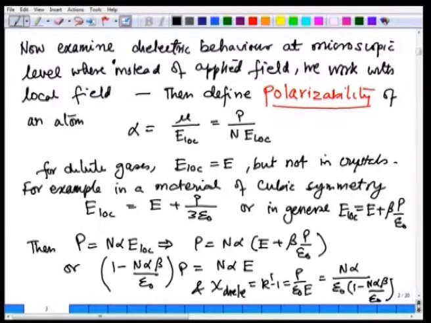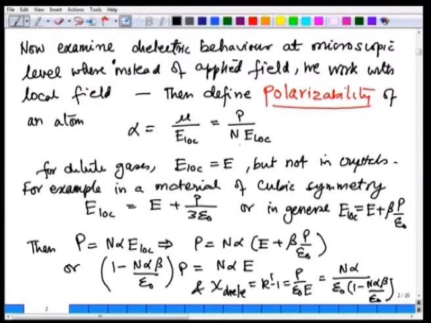So if you deal with the local fields, then we define this quantity polarizability of an atom. That means we are now dealing with the microscopic level, with this quantity alpha, which is the same thing as mu divided by E, but this time the electric field is local instead of the electric field that is applied, which then I can write as P divided by n E local. Remember, P is dipole moment per unit volume, and n is the number of dipoles per unit volume, of course all aligned, and hence we are able to do this exercise in a scalar way. So it's the same expression we have written.